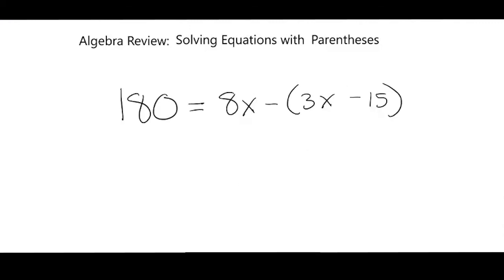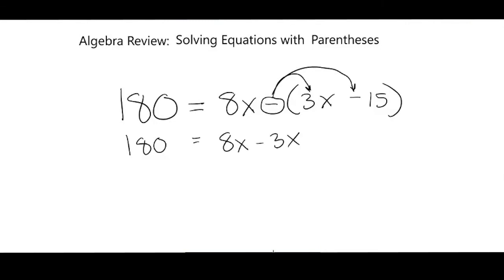All right, so let's say we have 180 equals 8x minus, in parentheses, 3x minus 15. Well, remember, this minus sign is going to affect everything inside the parentheses. So I'll rewrite it as 180 equals 8x, and then minus 3x. And remember, this minus sign and this minus sign interact and make it a plus sign, because negative times a negative is a positive. So it's 8x minus 3x plus 15 on the right side.